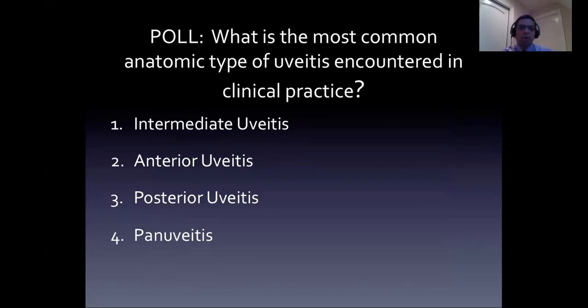So here's the first poll question I have. What is the most common anatomic type of uveitis encountered in clinical practice? 1, intermediate uveitis. 2, anterior uveitis. 3, posterior uveitis. 4, panuveitis. And this is for in general practice. And we'll see what the poll shows us here.